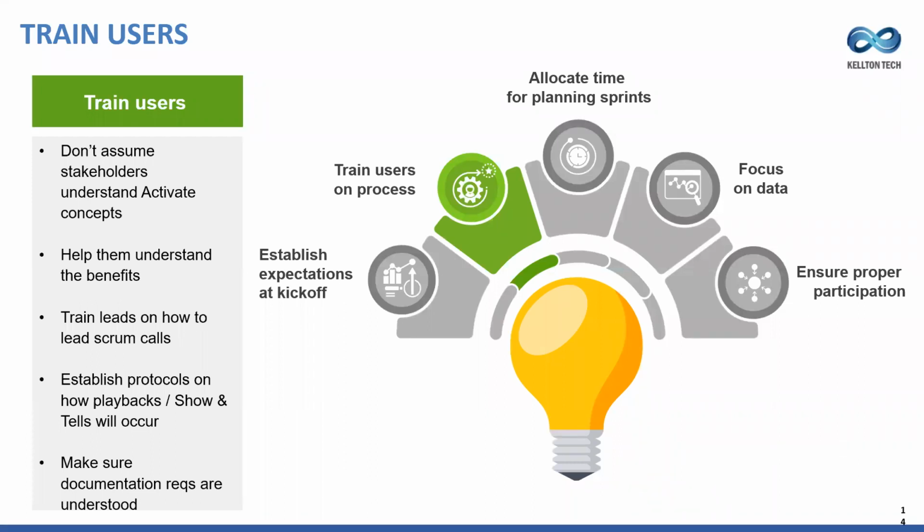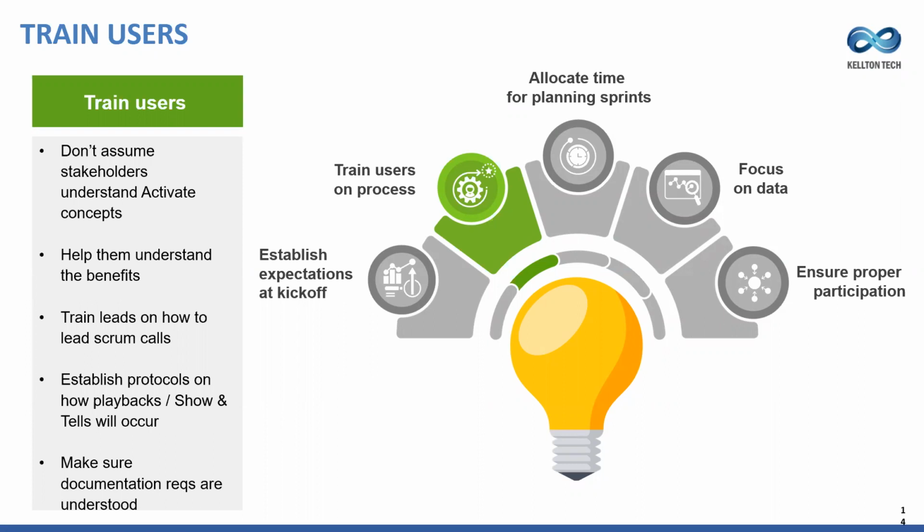Establish protocols on how playbacks, show and tells will occur. This is critical, right? Every client I've been to wants to know, far enough in advance, when these types of things will occur, who needs to participate, and what information is needed from them in order to be able to have this be a success. So it's critical during the prepare phase to make sure people understand when these show and tells will occur, who should attend, and send out invites early. At least block it out. Things can change, right? But at least block those out so that there aren't any delays.